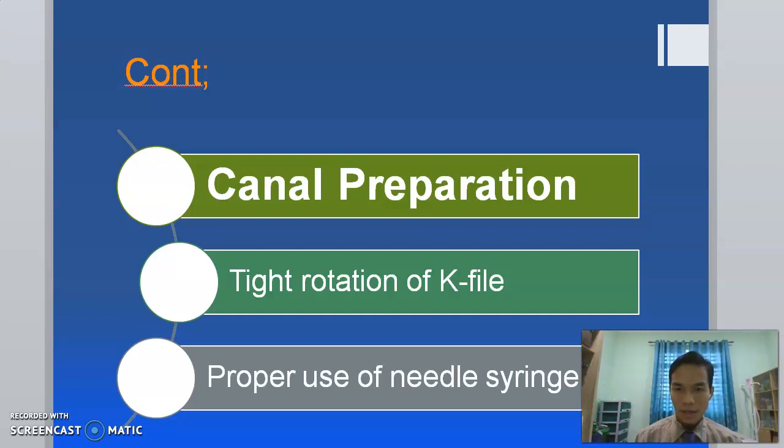After that, before I proceed with the bigger file, I use the K file size 10 to avoid any ledge and to prevent dentinal blockage in the canal. And also, if we are using the needle, we must not apply extra pressure in the canal.